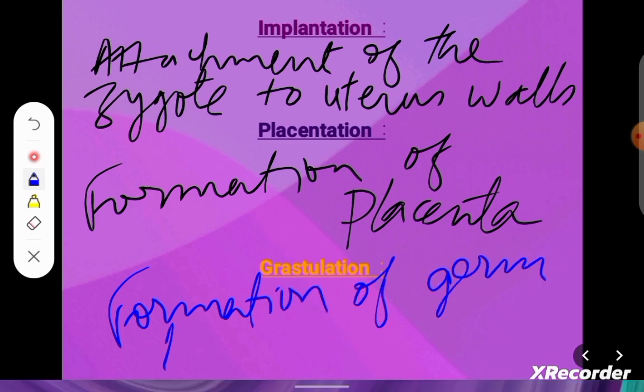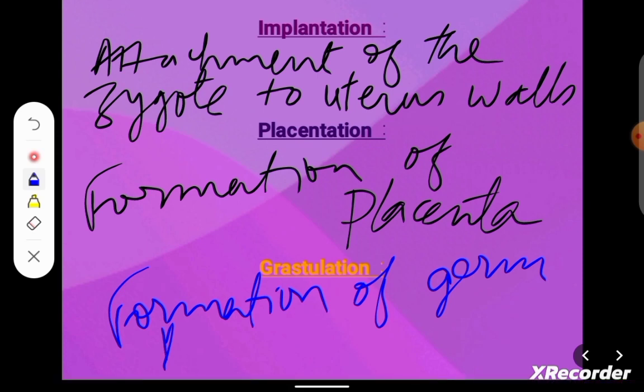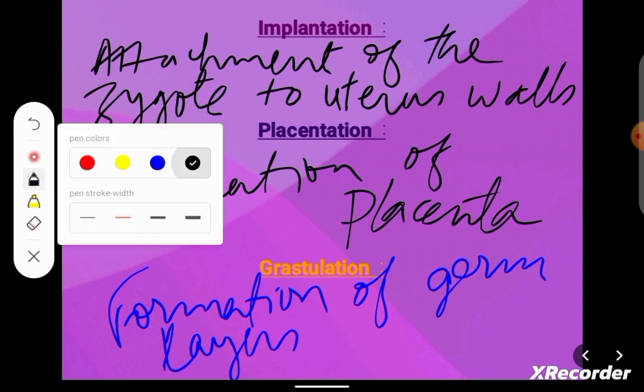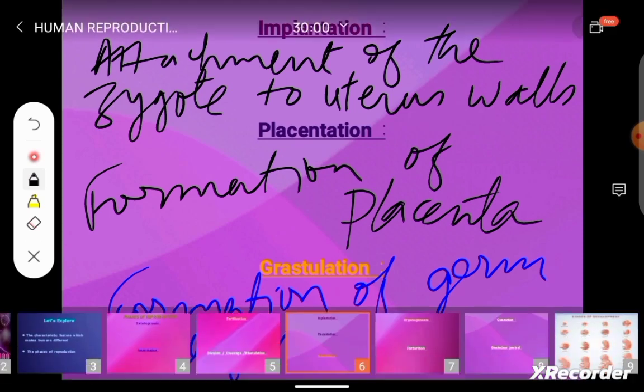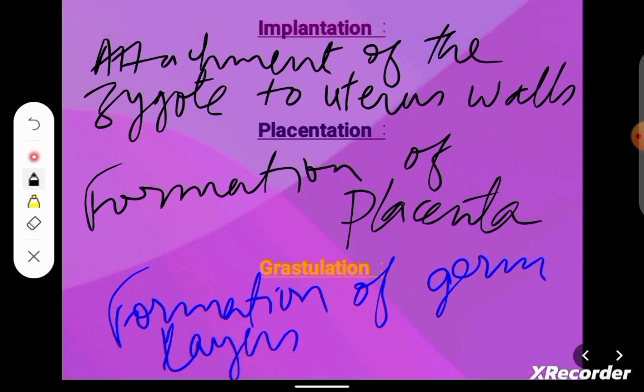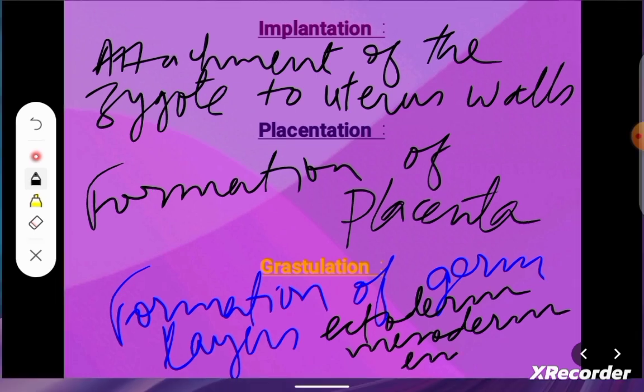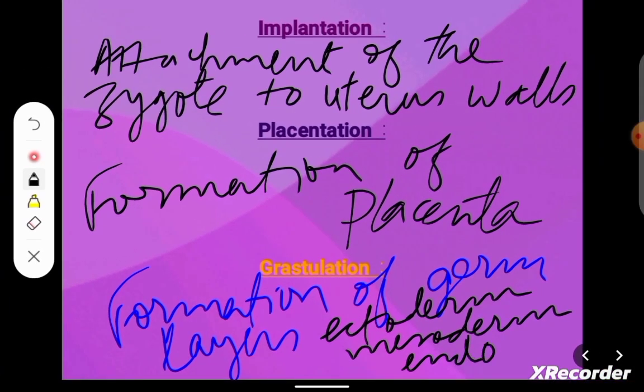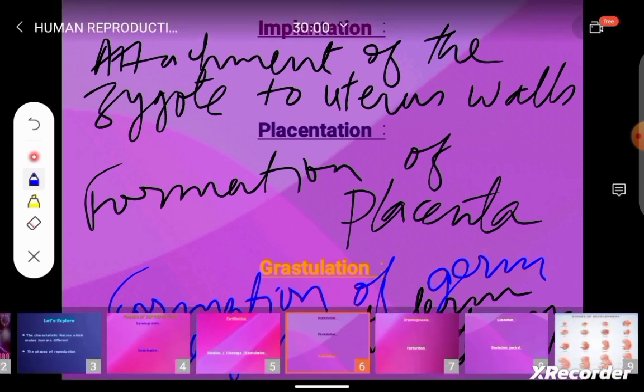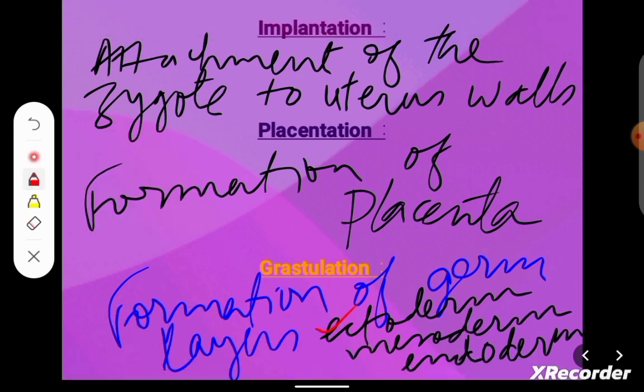You know the germ layers? I think you know it. The formation of germ layers. What are the germ layers that we have? We have studied in the plant, in the animal kingdom we have studied. That is the ectoderm, mesoderm, and endoderm. So ectoderm, mesoderm, and endoderm are the 3 germ layers.